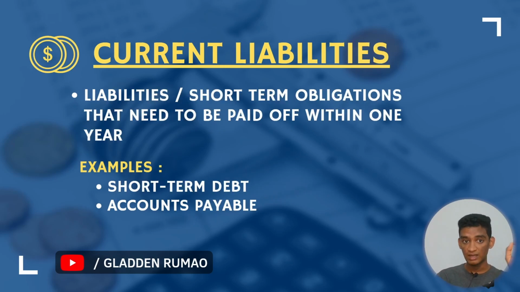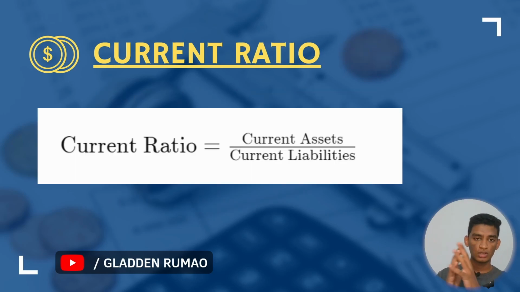Now let's understand current liabilities. Current liabilities are basically short-term obligations, or you can say loans or debt, that need to be paid off within 1 year. So these are the loans that need to be set off within 1 year itself. Examples: short-term debt, any debt that needs to be set off within the same year, and accounts payable, any payment which is due and needs to be paid soon. So these liabilities come under current liabilities. Now the formula for current ratio is current assets upon current liabilities.